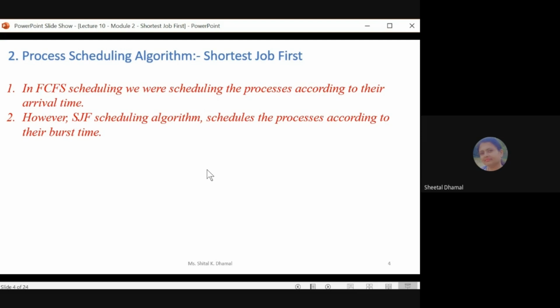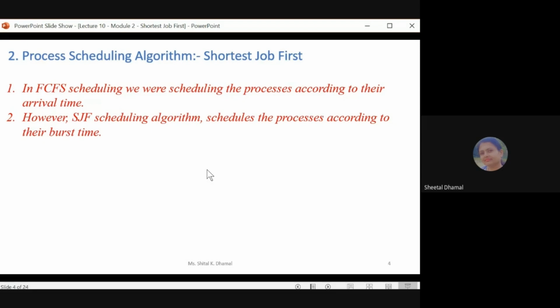In the first come first serve algorithm, it checks the arrival time of all the processes, and the process which arrives first in the ready queue will get placed into the CPU. Whereas in shortest job first, it checks the CPU burst time of all the processes. Instead of checking the arrival time, it checks the CPU burst time, or execution time, or completion time, which is required by that process to complete its job.